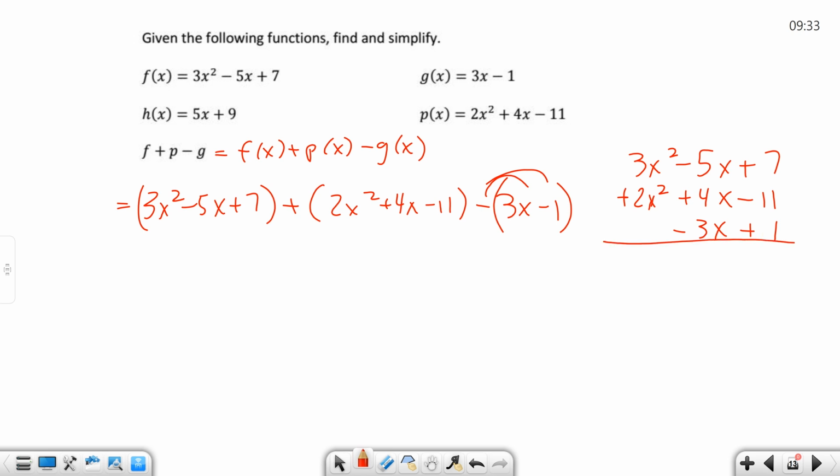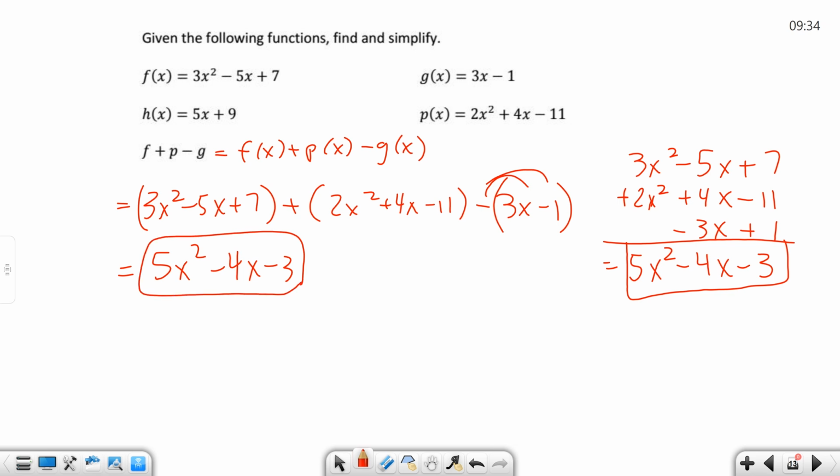So this is going to be 5x squared, then negative 5 and 4 is negative 1, minus 3 is negative 4x, and then 7 minus 11 is negative 4, plus 1 is negative 3. So there's your final answer there, if you want to write it over here, you can leave it over there, it doesn't matter, equals 5x squared minus 4x minus 3. All right? So I lined it all up vertically and just kept up with it as I went. Also had to change my signs because it was a minus.